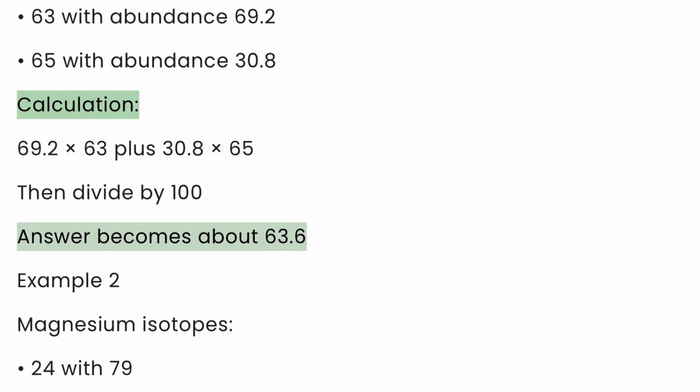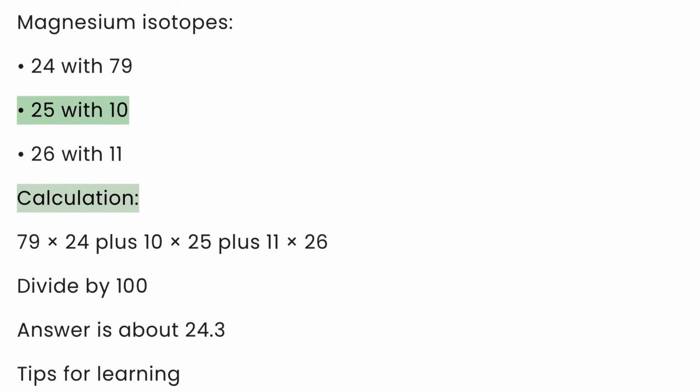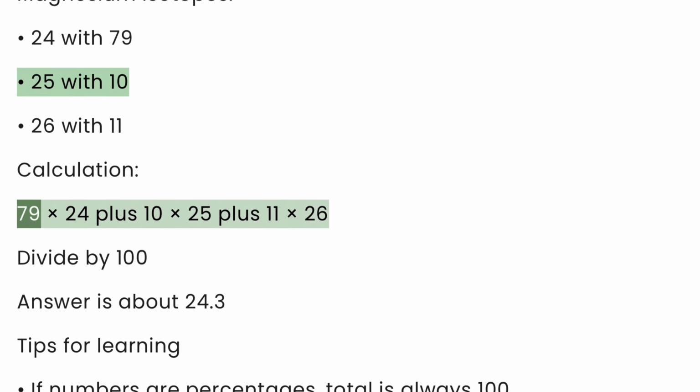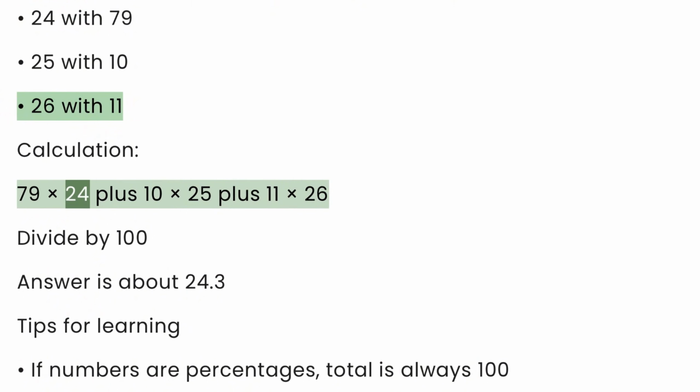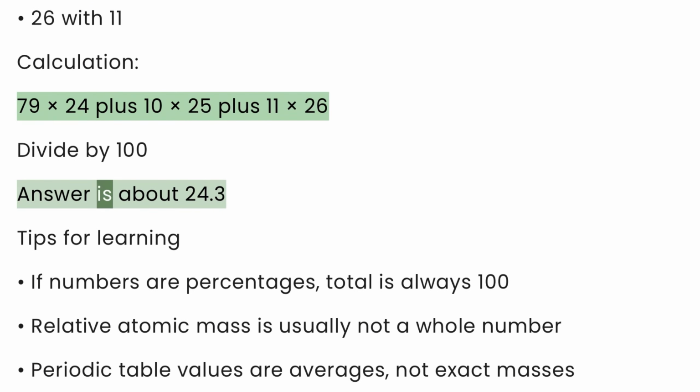Example 2. Magnesium isotopes. 24 with 79. 25 with 10. 26 with 11. Calculation. 79 × 24, plus 10 × 25, plus 11 × 26. Divide by 100. Answer is about 24.3.